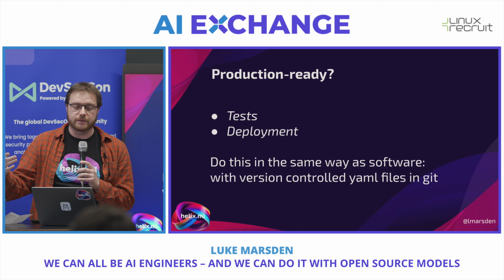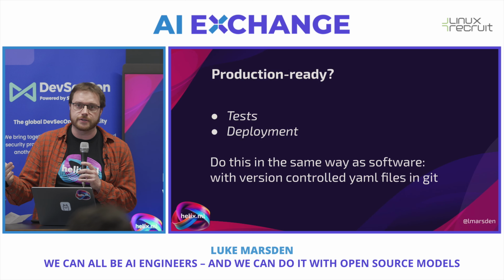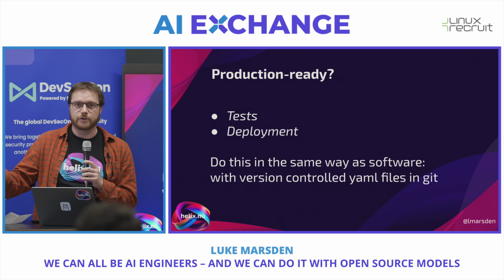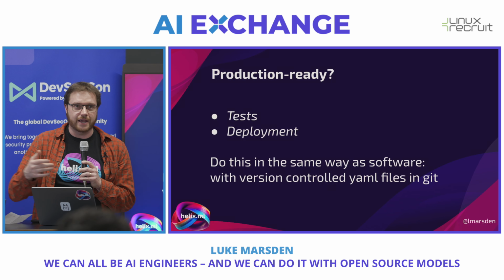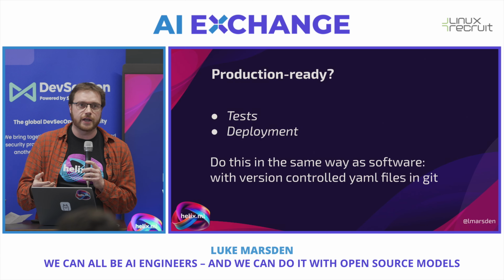My argument is that the correct way to actually manage these applications, once you've rolled them out inside the business, is version-controlled YAML files in Git. That's how we do DevOps, it's how we do infrastructure as code. That's also how we should do GenAI.